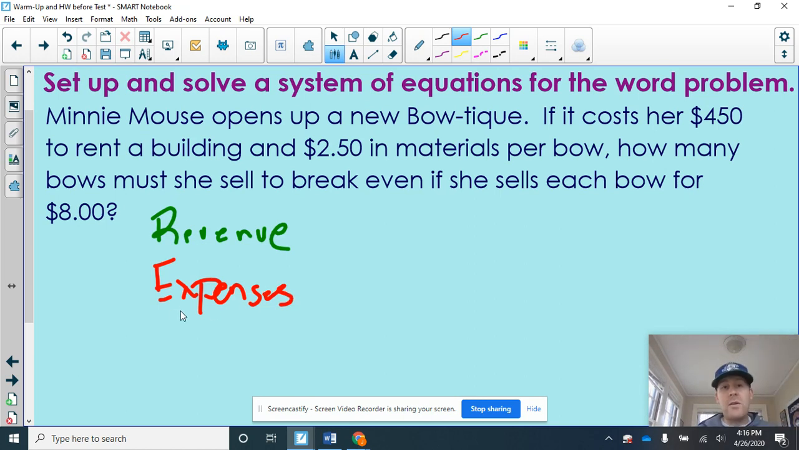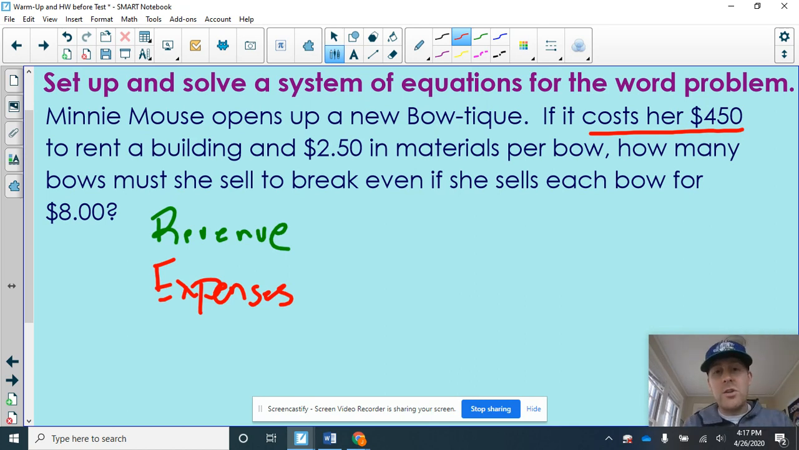If we're looking at Minnie Mouse, first of all, how is Minnie Mouse making money in her company? And what does it cost Minnie Mouse to run her company? The first one says it costs her $450 to run a building. Think about that price: is that what she has to pay, an expense for her to run her business, or money she's bringing in? Well, it says it costs her, so that is part of her expenses. So 450 is part of her expenses.